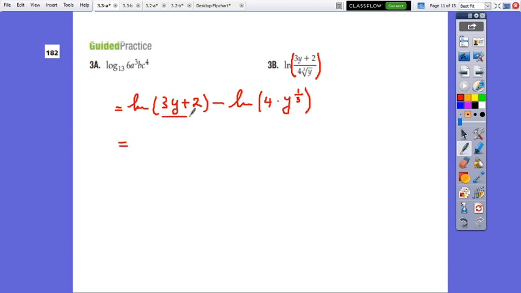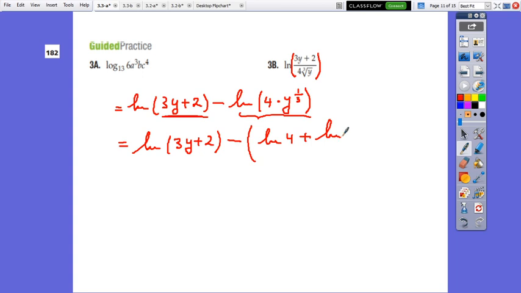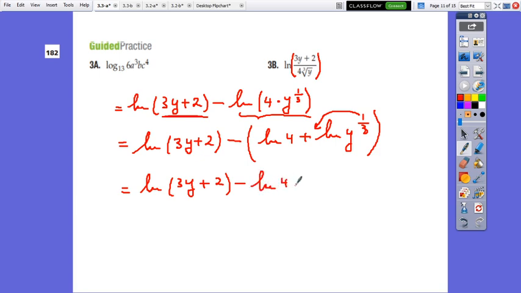Here we cannot simplify more, so we keep it as it is, minus the product. We will use the product property, so minus ln 4 plus ln y to the exponent 1 over 3. And 1 over 3 goes outside the ln, so it will be ln 3y plus 2. Remove the bracket, so minus ln 4 minus 1 over 3 ln y. And this is the expanded form.